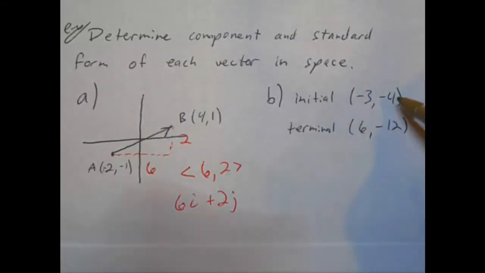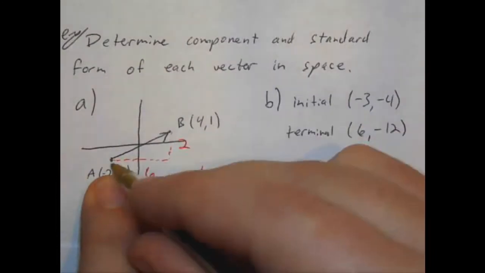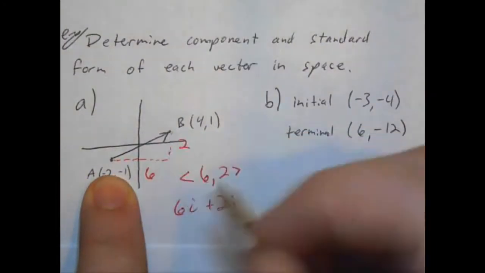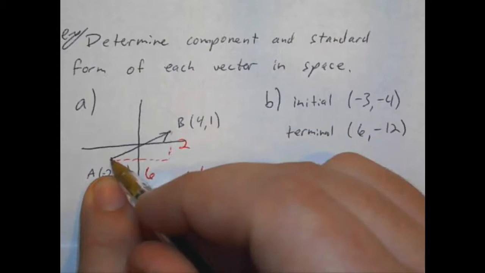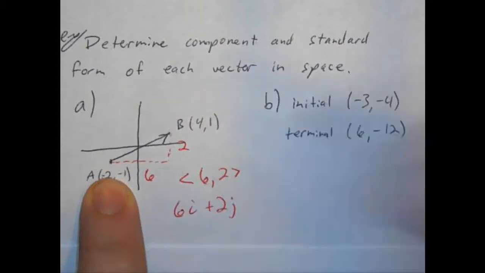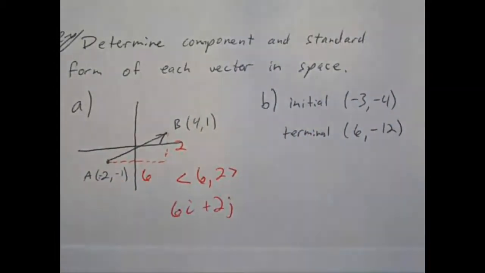So notice initial and terminal point. It was going from this point to that point. If it were going the opposite way, these numbers would both become negative. So it matters which direction they are going.